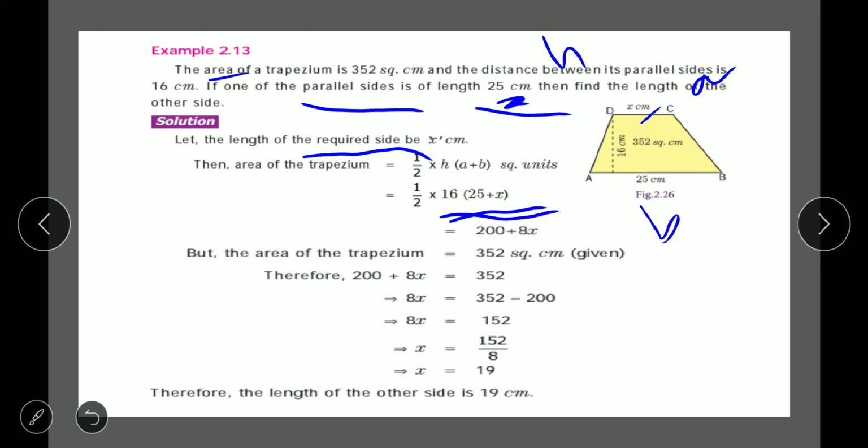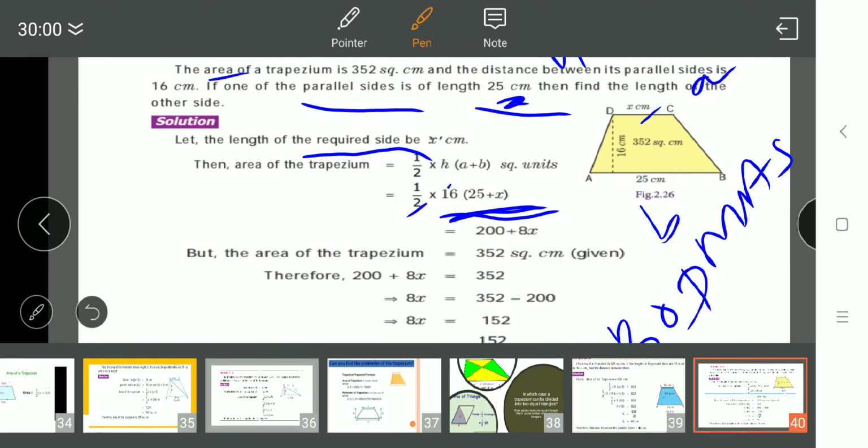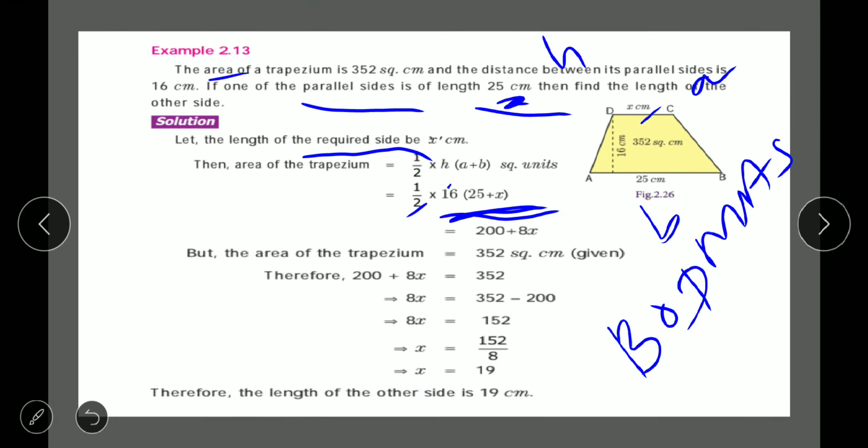Now, as per BODMAS, we need to solve the bracket first. But inside the bracket, we have an unknown variable, so it is not possible to add the numerical value and the variable. So just leave it. Then you cancel the 2 and 16. It gives you 8. So once you get this 8, multiply it into 25 plus x.